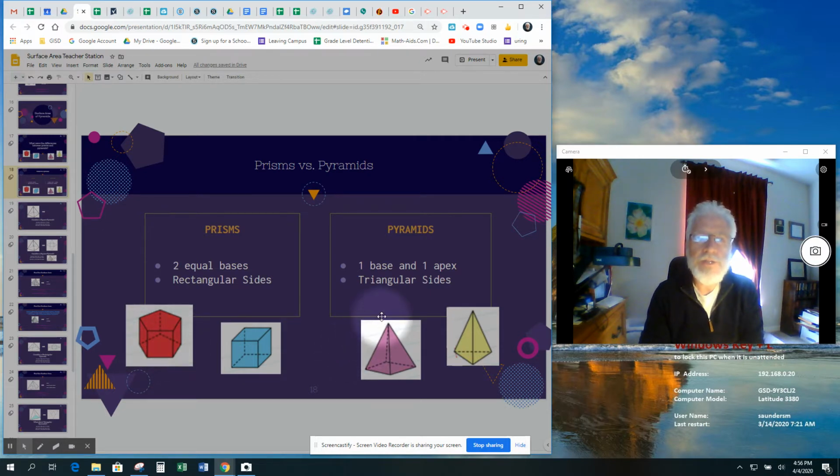On pyramids, there is one base instead of two. The base identifies the type of pyramid. So for example, this might be a square pyramid, and this one might be a triangular pyramid. And all of the sides of a pyramid come up to a point, or an apex or vertex, and therefore all of the sides form triangles. So you can imagine that for surface area on pyramids, we'll be calculating a lot of triangle areas.